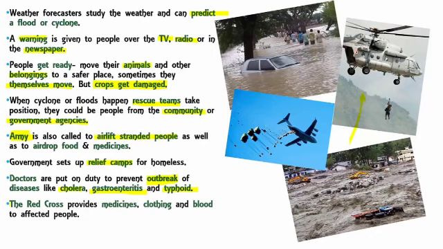There is an organization called the Red Cross which comes forward in times of need to provide medicines, clothing, as well as blood to affected people. So you can see the amount of damage cyclone and floods does to us and our property.